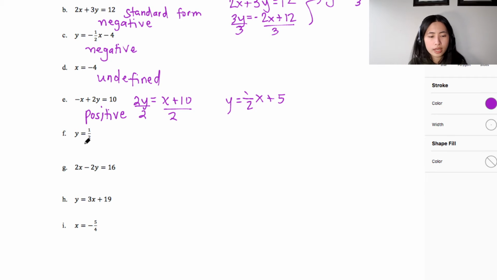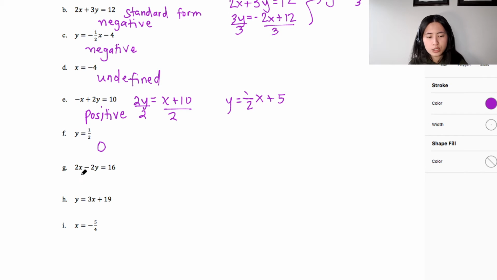Okay, now we have y is equal to 1/2, right? So y is equal to 1/2 is a horizontal line. Therefore, if it's a horizontal line, that means your slope is 0, right?